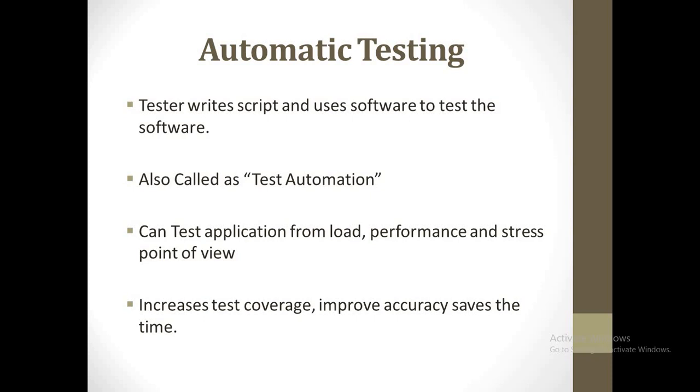So what is automatic testing? Automatic testing is a process where we try to automate without using any human power. We try to do that by using some code or scripts. This is also called test automation, and it can test the application from load, performance and stress points of view. It increases the test coverage, helps to save time, and accuracy is also improved.